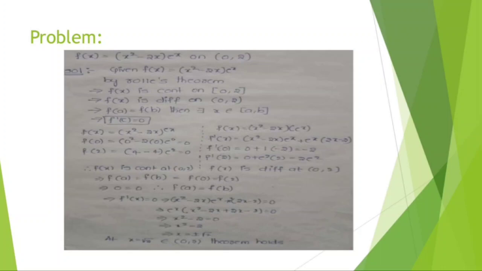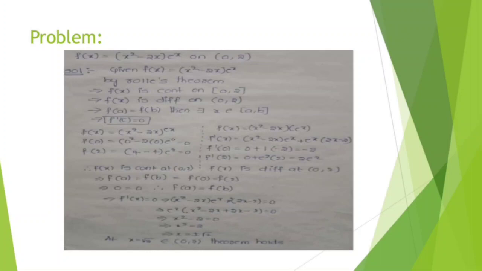f of x equals x square minus 2x into e power x. f of 0 is equals to 0 square minus 2 into 0 into e power 0. It becomes 0. Then the value of f of 0 is 0, and f of 2 is equals to 4 minus 4 into e square, that is 0 into e square equals 0. Then the value of f of 2 is 0. Then we can say that f of x is continuous on 0 comma 2.